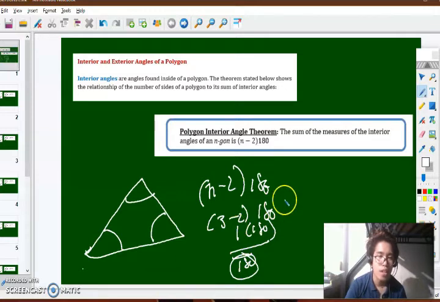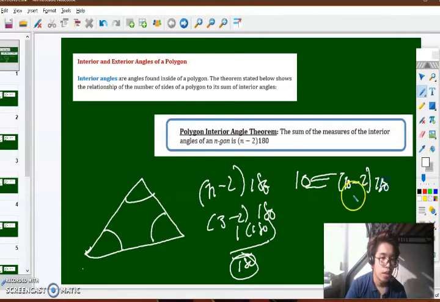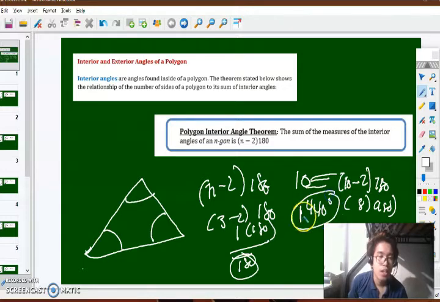Let's say, for example, we have a decagon. A decagon has 10 sides. If you substitute 10 there, that's going to be n minus 2, so 10 minus 2 times 180. 10 minus 2 is simply 8 times 180. So the sum of the interior angles of a decagon is 180 times 8, that's 1440. So it has 1440 degrees as the sum of its interior angles for a decagon.